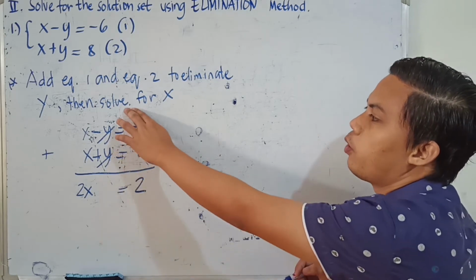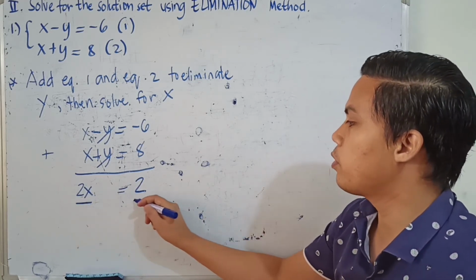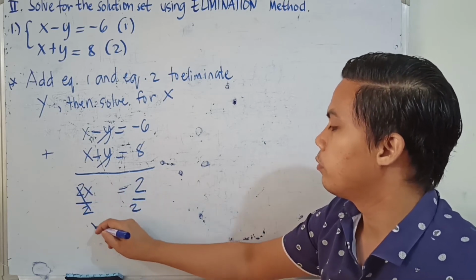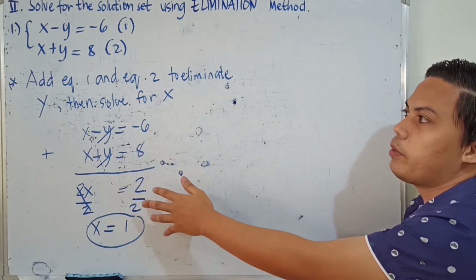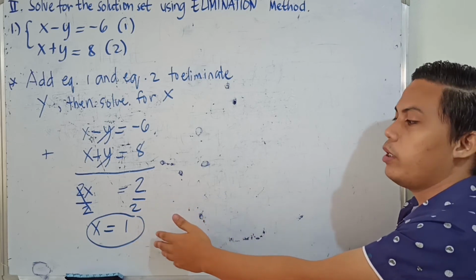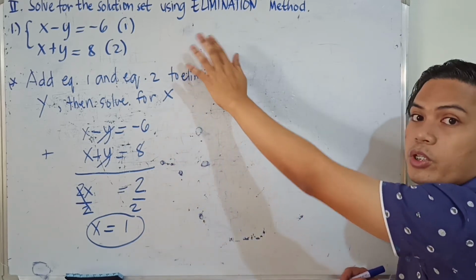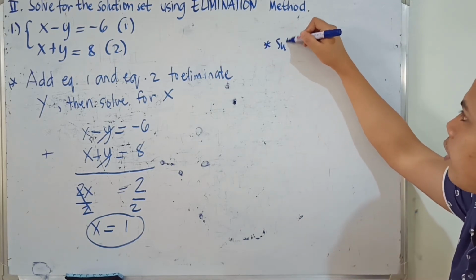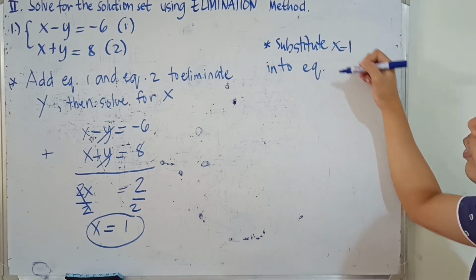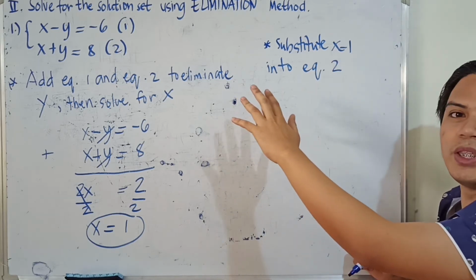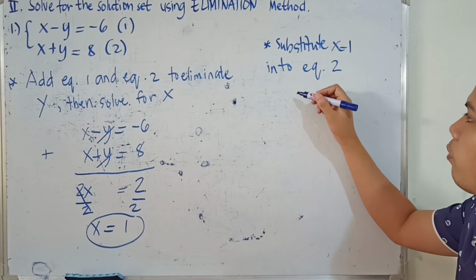So after elimination, we are going to solve now for the remaining variable. So yung natira na variable is x na lang, or si x. So we're going to divide both sides now by 2. So the value of x is equal to 1. So after eliminating, gagamit pa rin tayo ng substitution na method. So itong x is equal to 1, ilalagay natin or isa-substitute natin sa either equation 1 or equation 2. So we can substitute x is equal to 1 into equation, let's have equation 2. So pwede nyo gamitin yung equation 1, pwede nyo rin gamitin yung equation number 2. Then you will still have the same answer. So sa equation 2 ako mag-substitute.